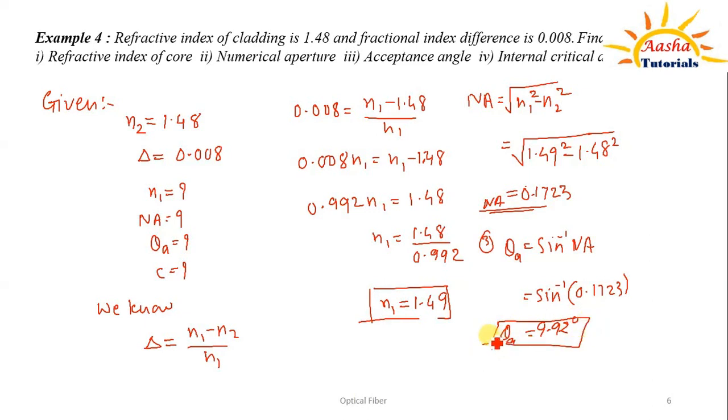And finally we want to find out the critical angle. Just as in the previous example, we can find the critical angle as sine inverse of n2 upon n1. So if I put these values, that is sine inverse of n2, which is 1.48, and n1, which is 1.49, and simplify this, we get the critical angle as around 83.85 degrees. So this is our last answer.